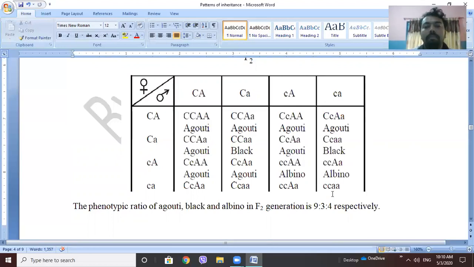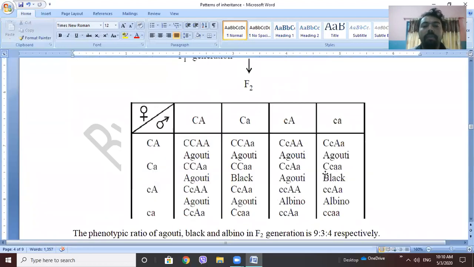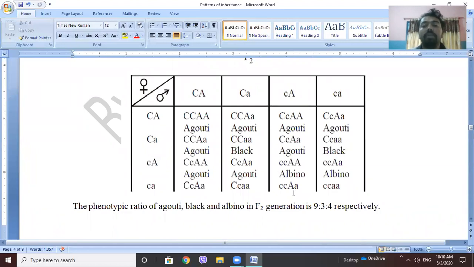So now let's look at the recessive epistasis case, where we see albino. So it is both small c and capital A. I can find it here: both small c, capital A. Now it should have been agouti if there were no such phenomenon called recessive epistasis, but in recessive epistasis, the dominant allele A is not expressed because it is in the homozygous recessive condition, and the phenotype expressed will be albino. Similarly here, capital A and cc, so it is also albino. And here we have small c, small c, so again this will be albino, and this will also be albino.